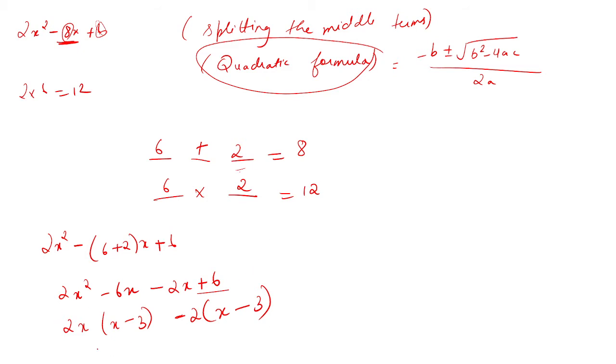Therefore, what is common between these two terms? The term common between these two terms is x plus 3. If you take out x plus 3, what are you left with? 2x plus 2. Clear? So this is how you can go about solving this. All right. So this is splitting the middle term.